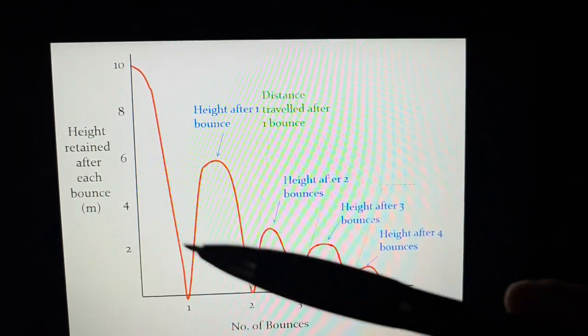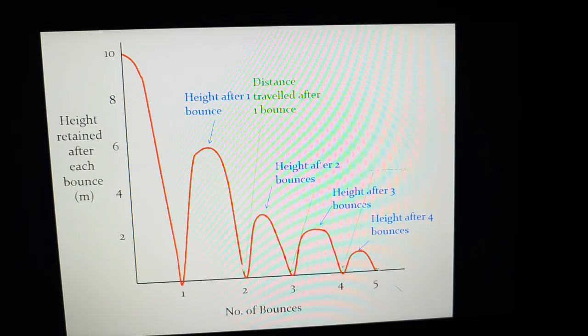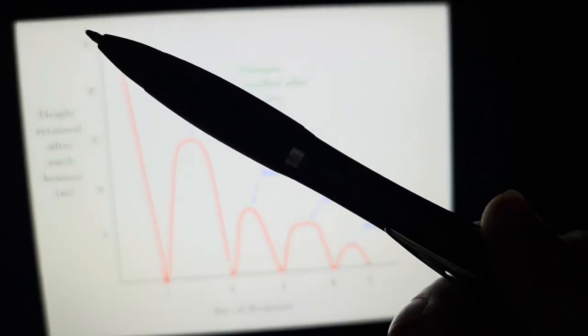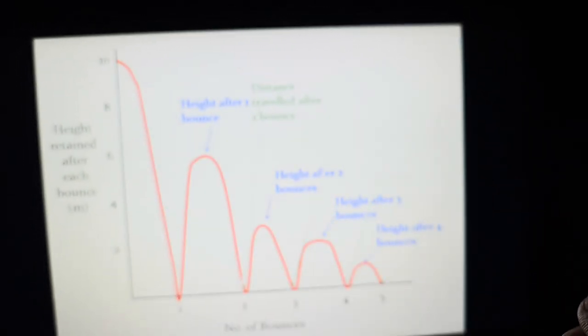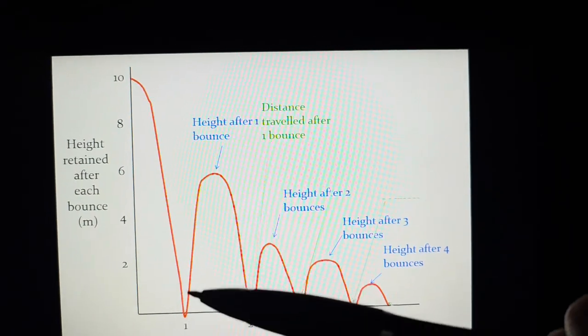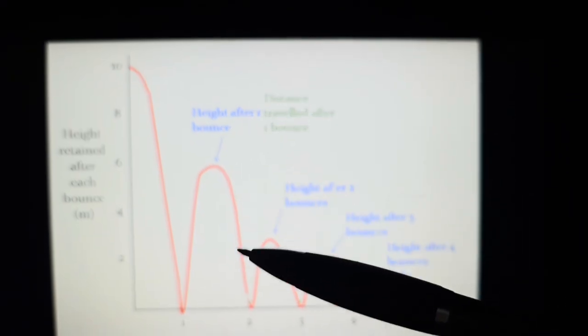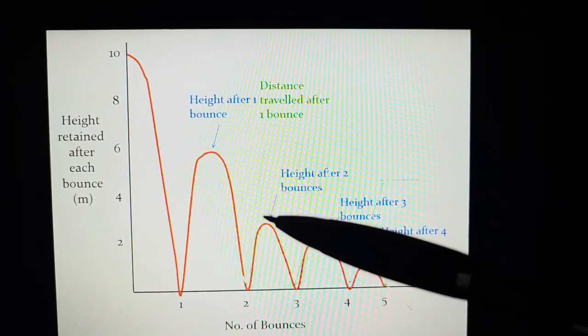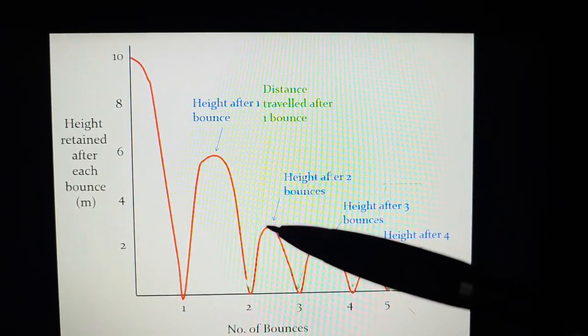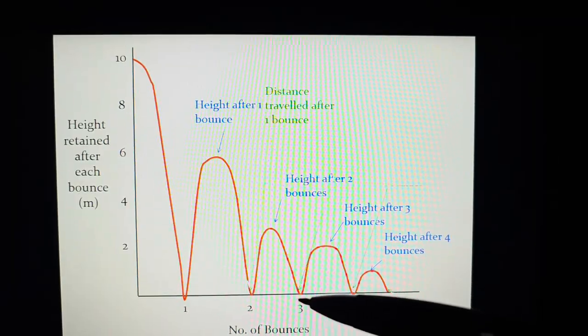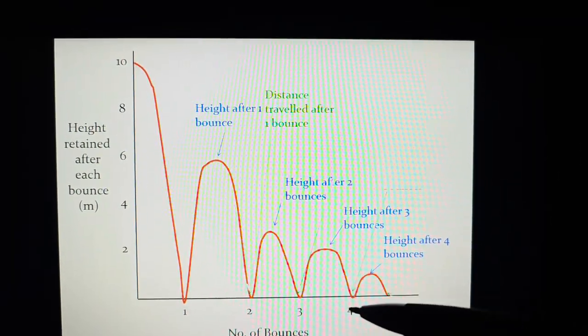So just remember, to get the distance travelled after each bounce, the first time it bounces, it comes down a distance of 10 meters. But then when it bounces up to 6 meters, it has to bounce back down. So it travels the distance up and it travels the distance down here. It'll do the same for that one. It'll go up 3.6 meters, down 3.6. It'll go up 2.16 and down 2.16.